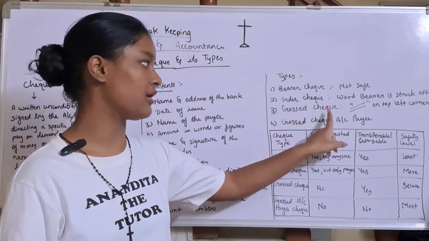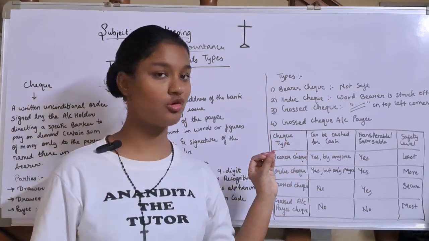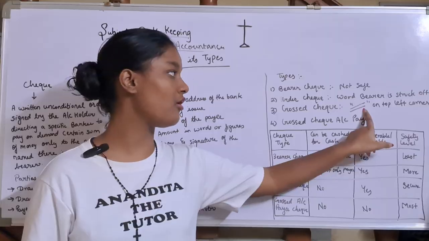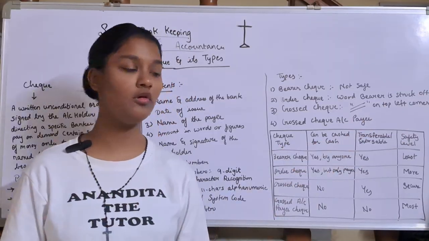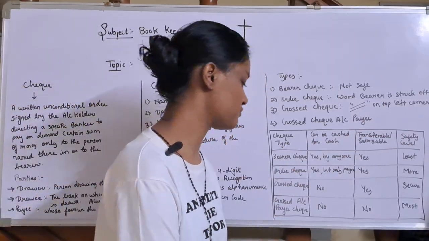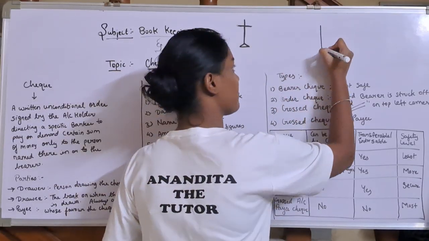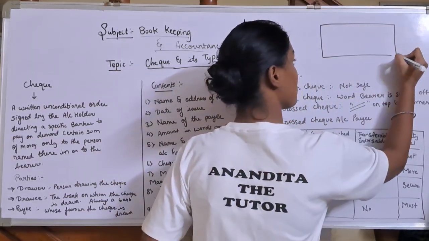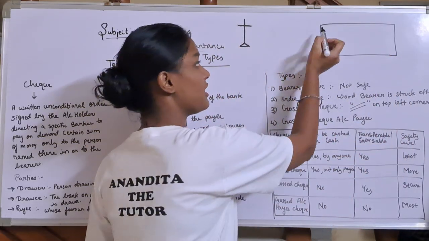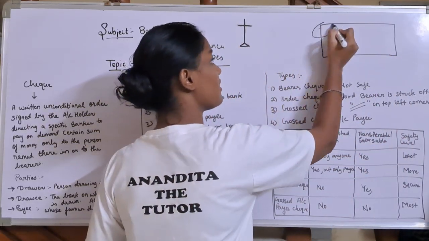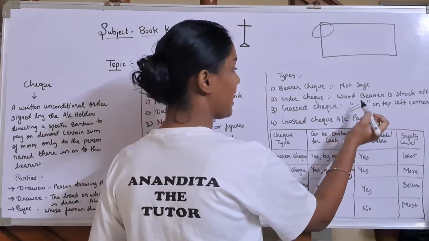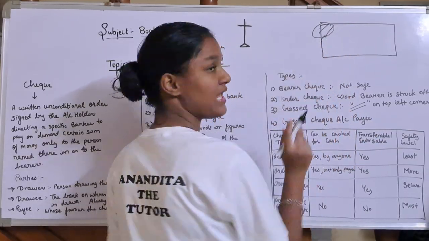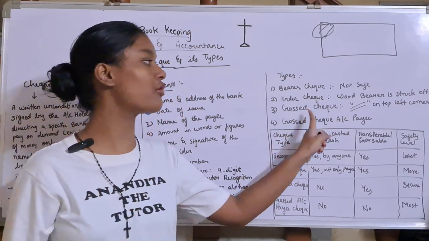Then cross check, you must have heard these names but you don't know the meanings of this. Okay, so cross check, when this sign is on the top left corner. Suppose this is the check, then the top left corner, that is this side. Here these two lines will be there. So when these two lines are there on the check, it is called a cross check.